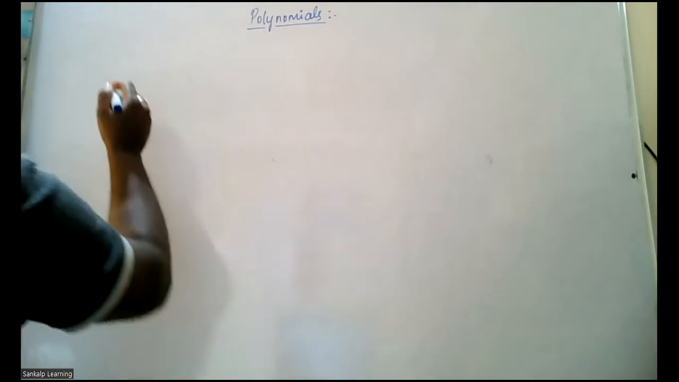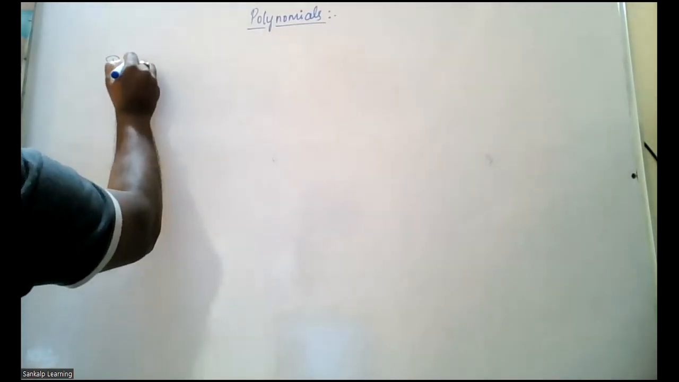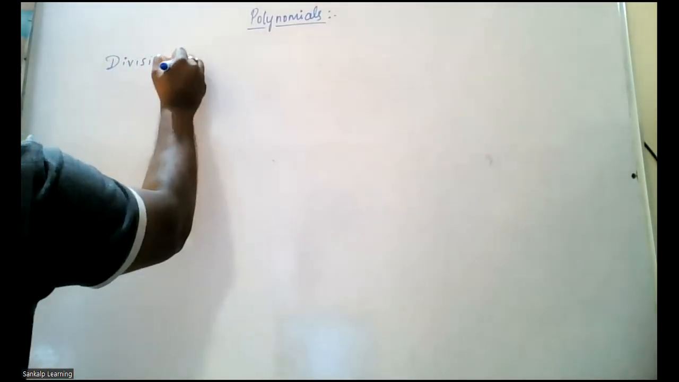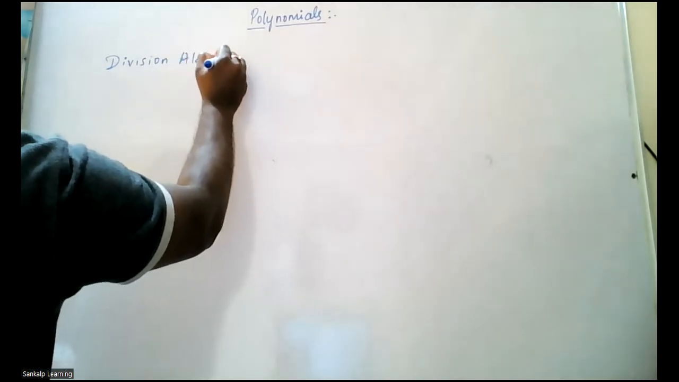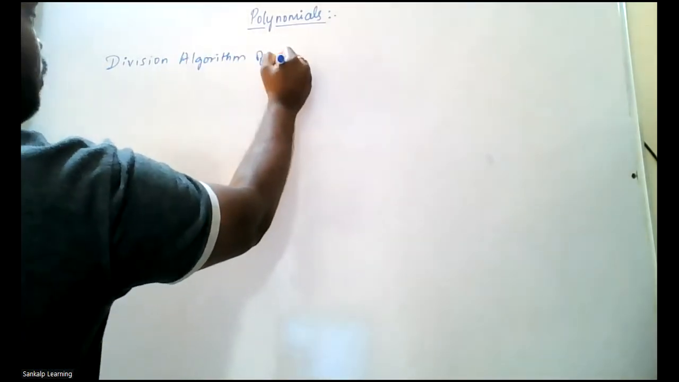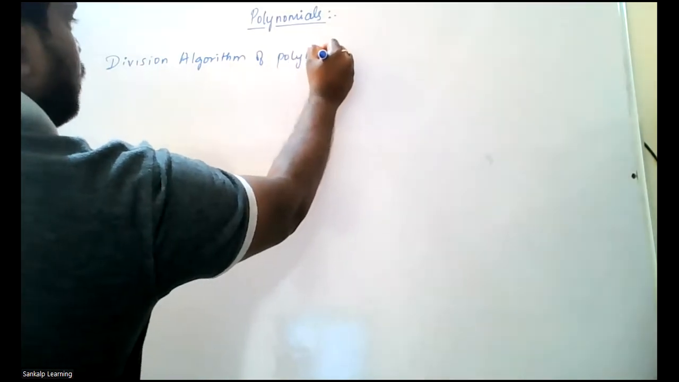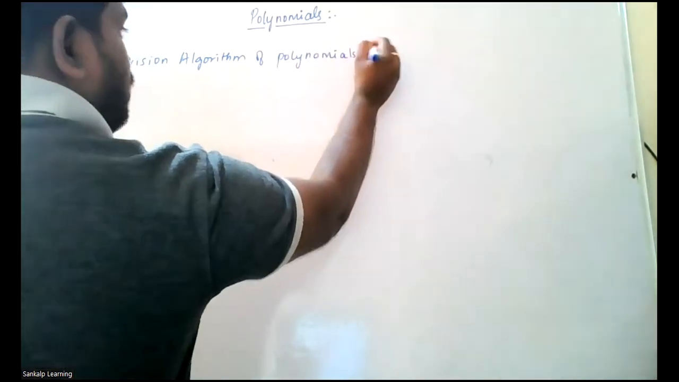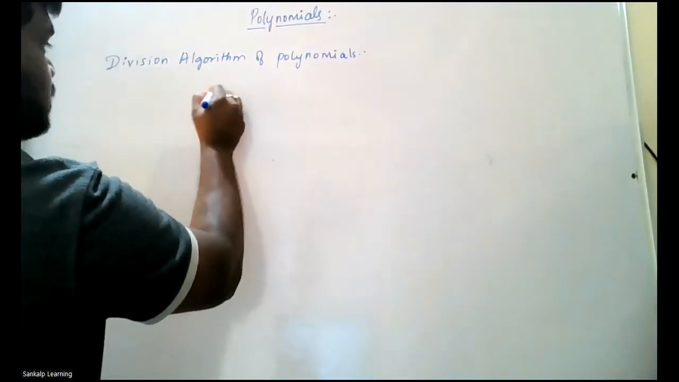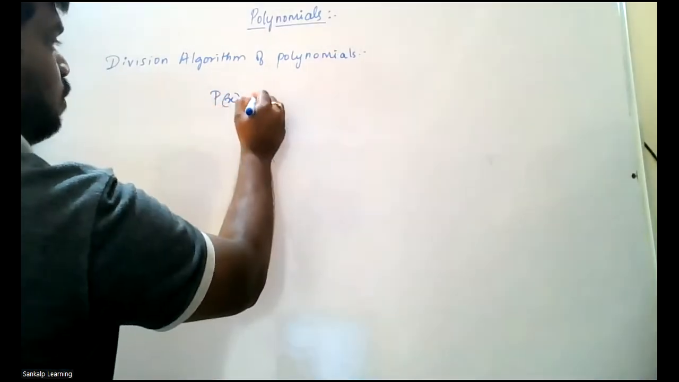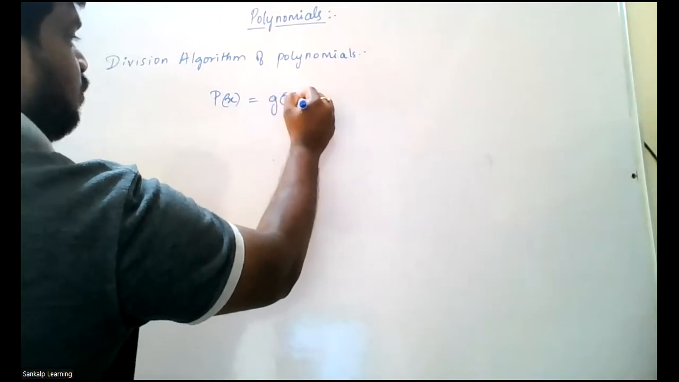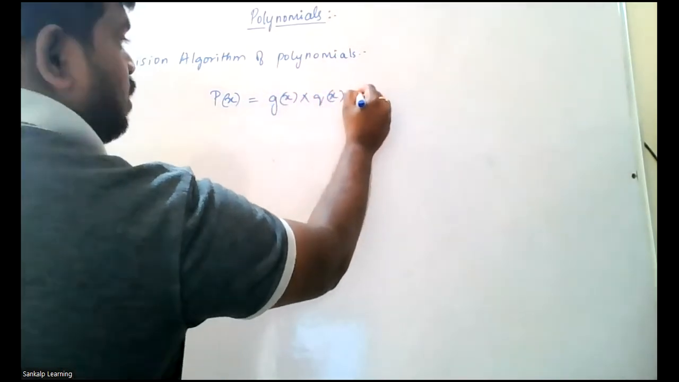Hello students. So in this video we're going to start with the division algorithm of polynomials. So let's see what the division algorithm of polynomials is. That is, p of x is a polynomial which can be written as g of x into q of x plus r of x.